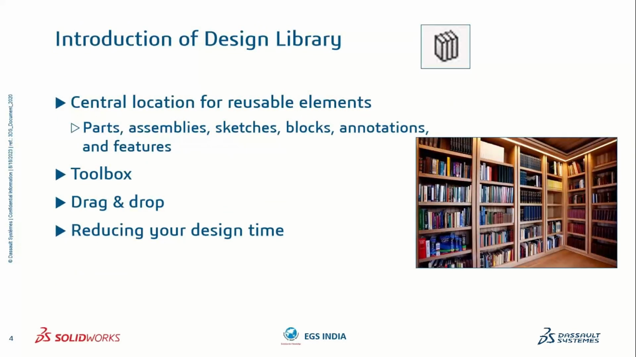First, what is a design library? It is a centralized location for reusable elements such as parts, assemblies, sketches, and blocks. These are located in our task pane, on the right-hand side of the SolidWorks window. There you can see the book symbol, which is known as the design library. It contains toolbox components, and we can use these components by dragging and dropping them into our models. With that, we can reduce our time drastically.